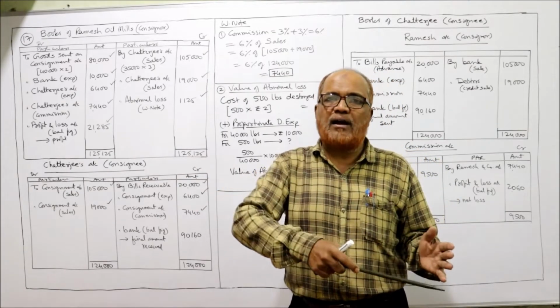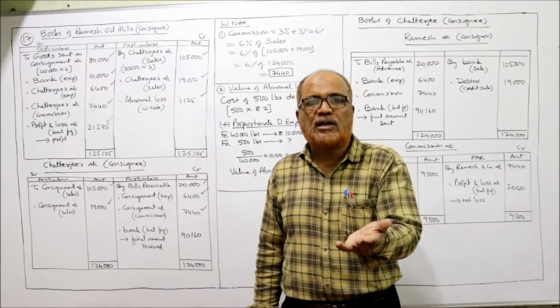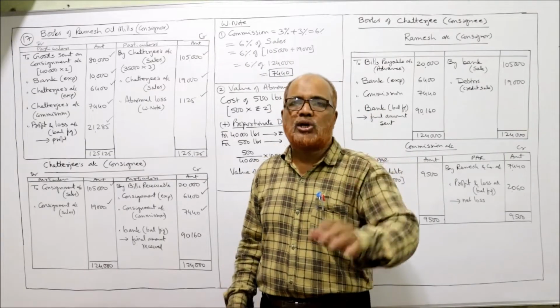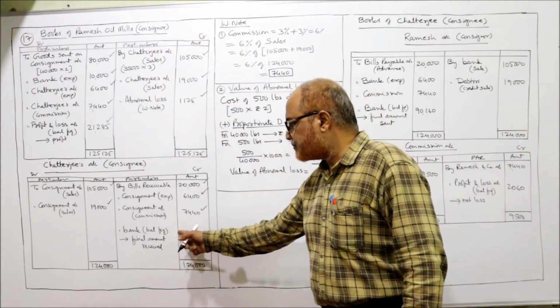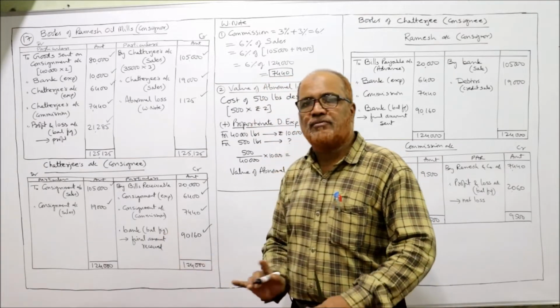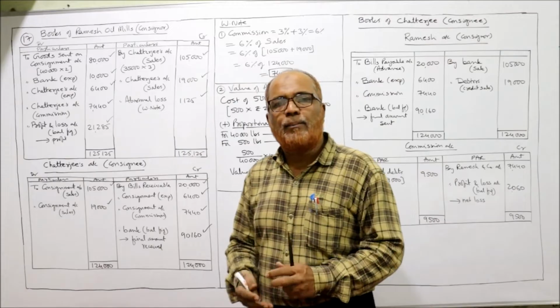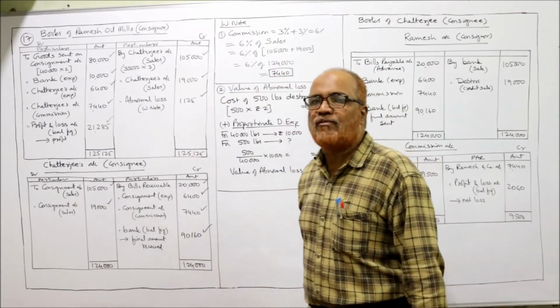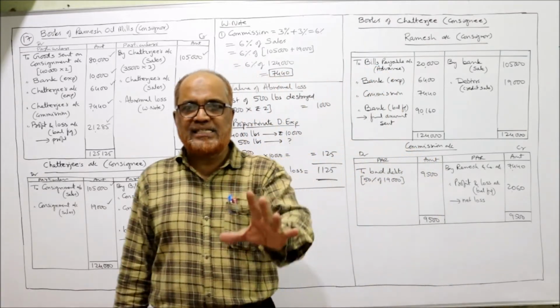Chatterjee has sent a bank draft to Ramesh. So Ramesh got the draft. Bank account debit to Chatterjee. So by bank 90,160, balancing figure, final amount received. That's all. So we have completed the ledger accounts in the books of Ramesh and Company, the consignor.